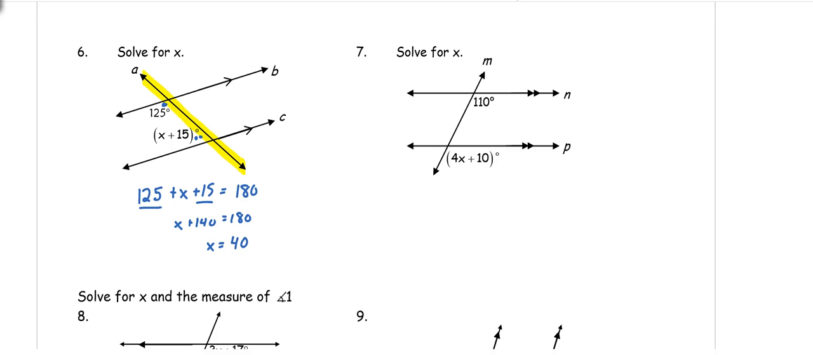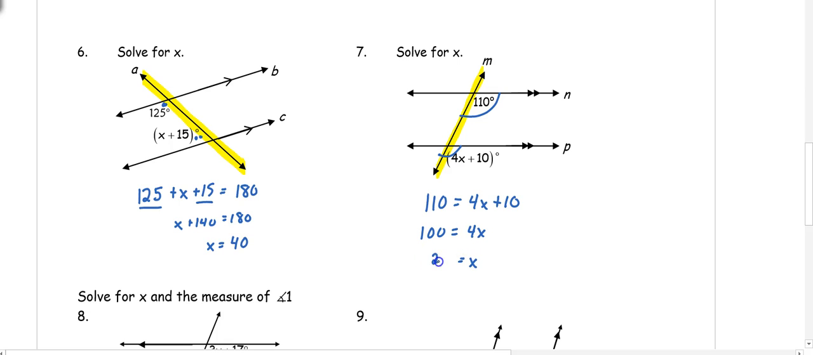Number 7, solve for x. Again, I have parallel lines with these two arrows, and M is my transversal that's passing through them. If I look at these angles this time, both angles are in the same spot in their group of 4. They're both in the lower right side, which means that they have to be congruent because they are corresponding. Corresponding angles are congruent, so I'm going to set them equal to each other. I'm going to solve by subtracting 10 from both sides and dividing by 4. So x is 25.